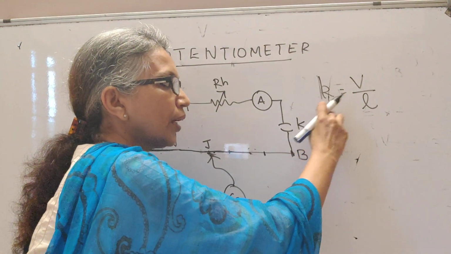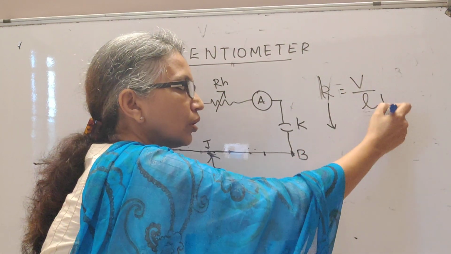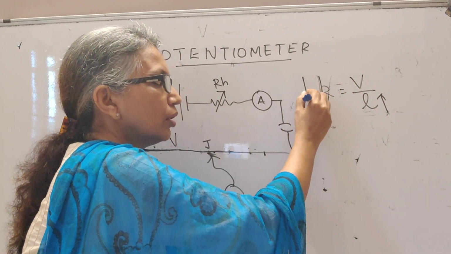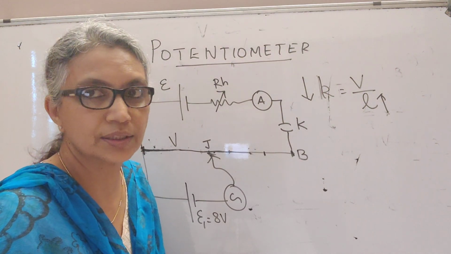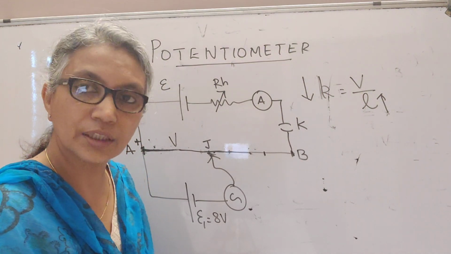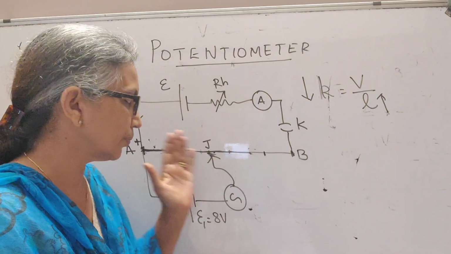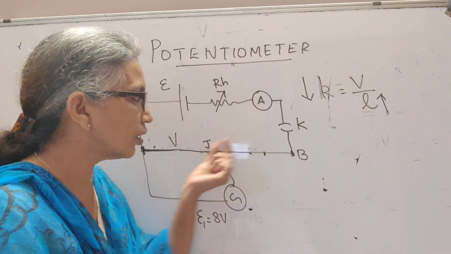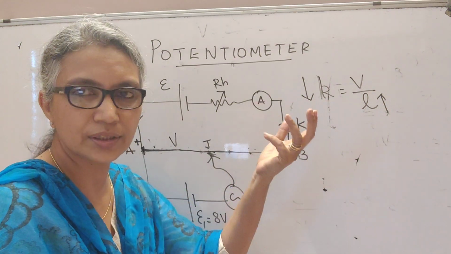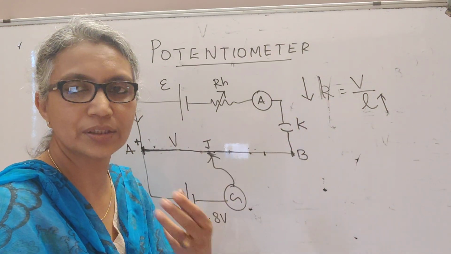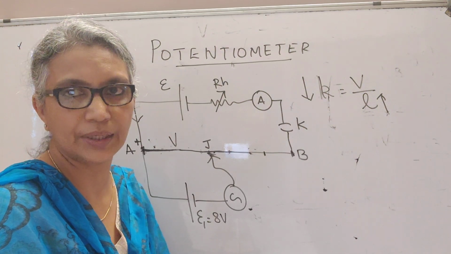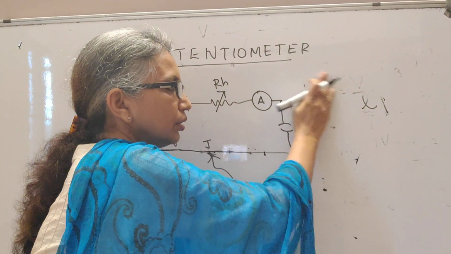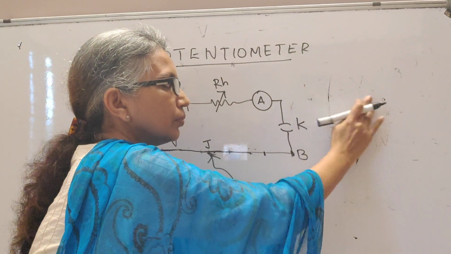So you would prefer to have potentiometers with longer wires so that the potential gradient is smaller, which means that your potentiometer is highly sensitive because it can give you more accurate readings, meaning you can get more accurate readings if you have the smaller K value, because what is K actually? The smallest measurement that your potentiometer can make. That is because it is volt per meter.